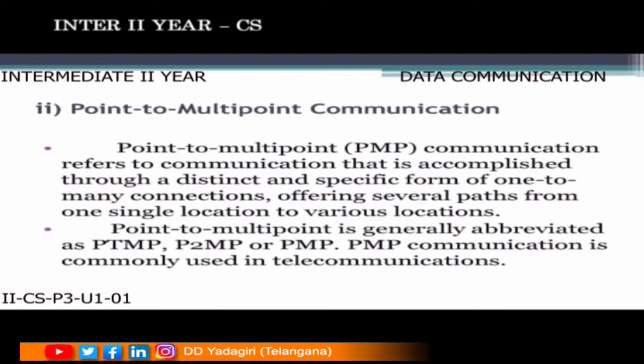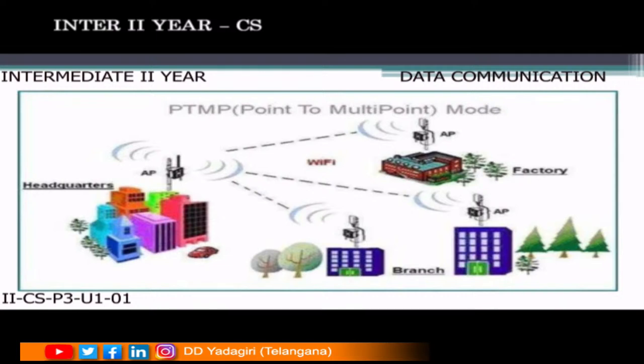The next is point-to-multipoint communication. Point-to-multipoint communication refers to communication that is accomplished through a distinct and specific form of one-to-many connections, offering several paths from one single location to various locations. Point-to-multipoint is generally abbreviated as PTMP, P2MP or PMP. PMP communication is commonly used in telecommunications.